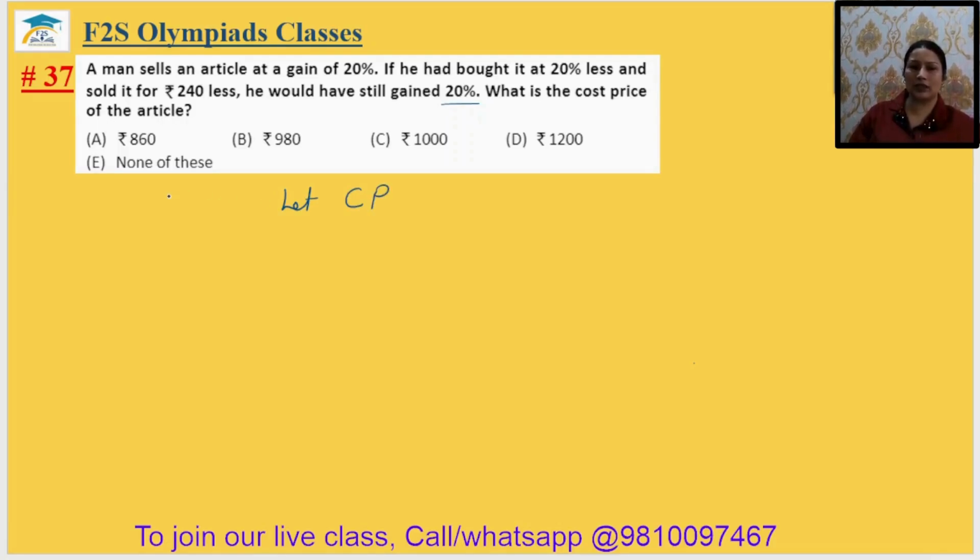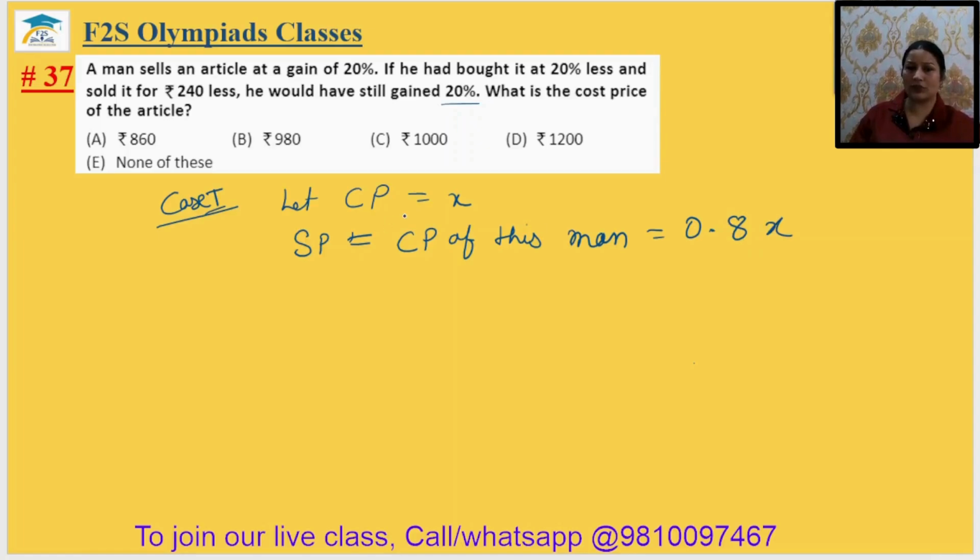तो let the CP, cost price, take the first case, case one. केस वन में क्या है, सीपी इक्वल टू एक्स. ठीक है, तो SP equal to, we can write CP of this man. ये हो गया आपका 0.8x. 0.8x पे इसने परचेस किया. ठीक है, एंड ही सोल्ड इट एट 20%.